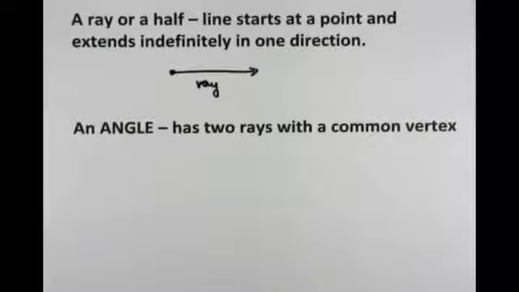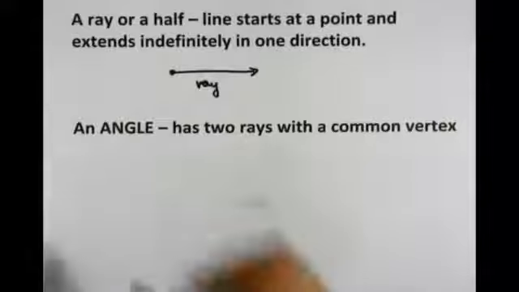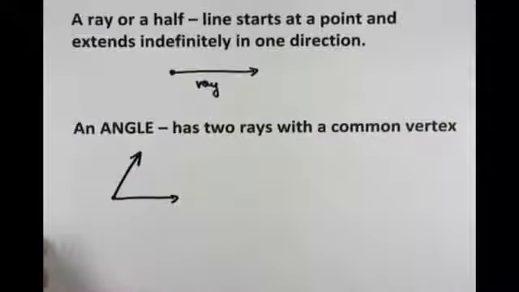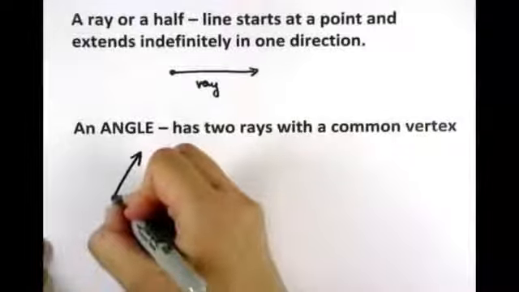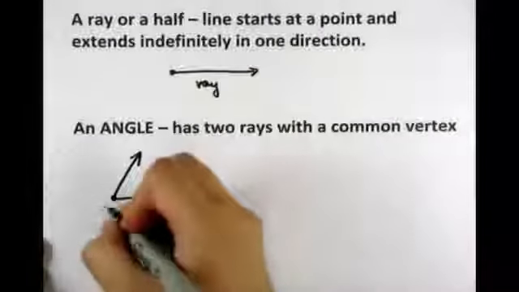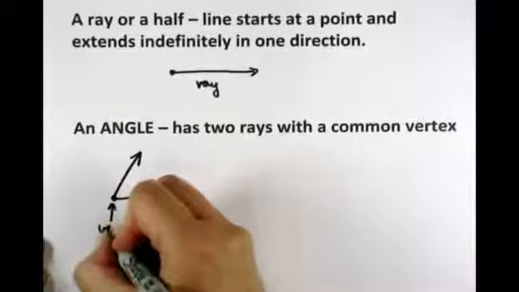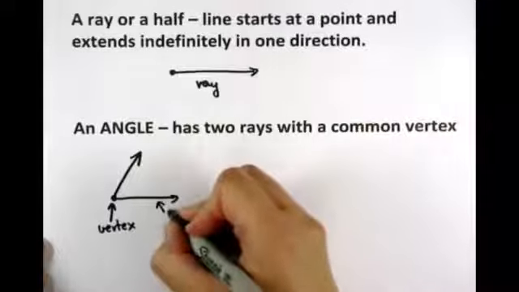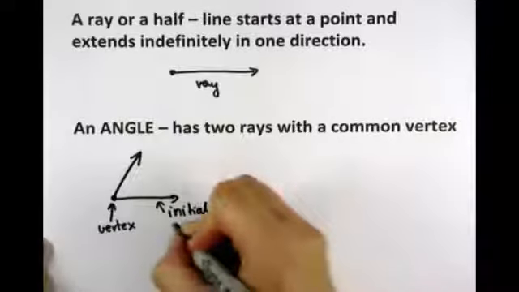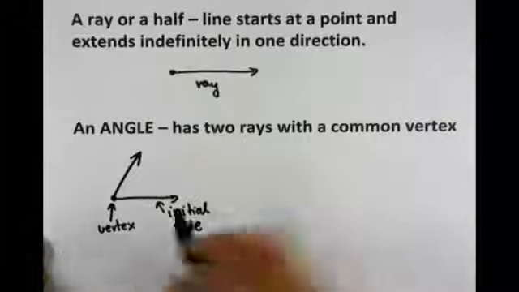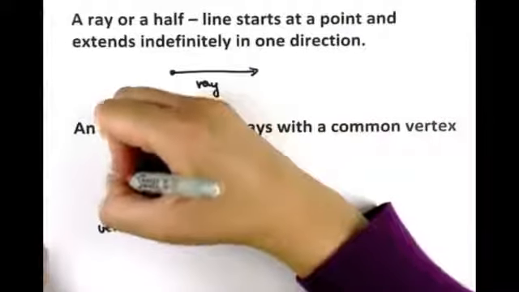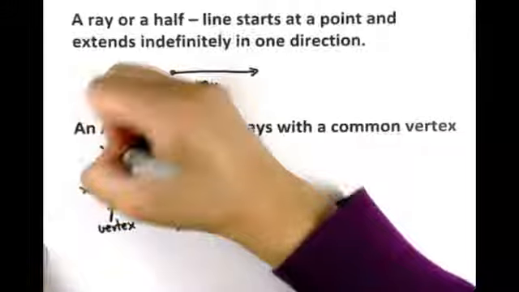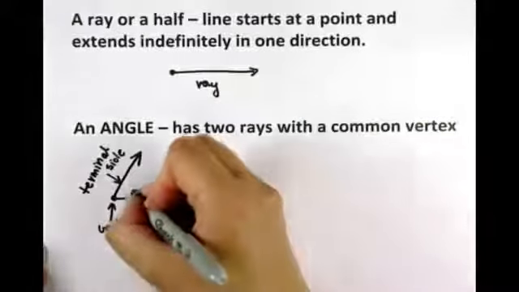Now, an angle has two rays with a common vertex. So an angle is one ray and another ray. It's two rays with a common vertex. The common point is called the vertex. And one arm is called the initial arm or initial side, and the other one is the terminal side. And this one is the angle.